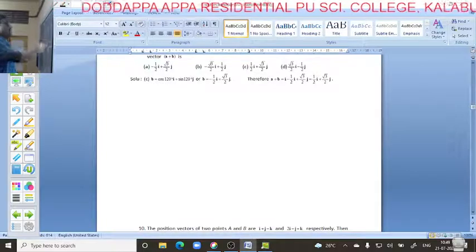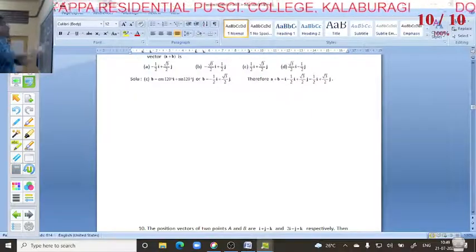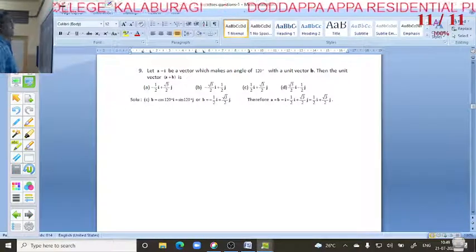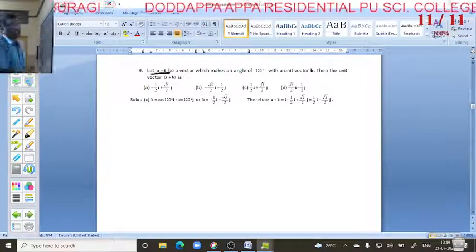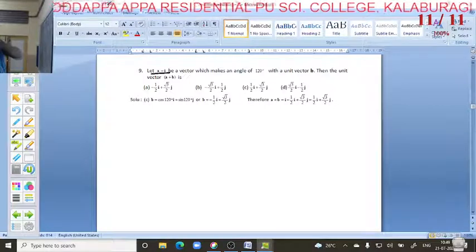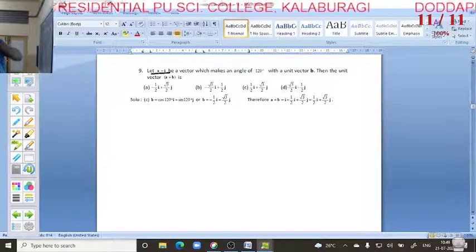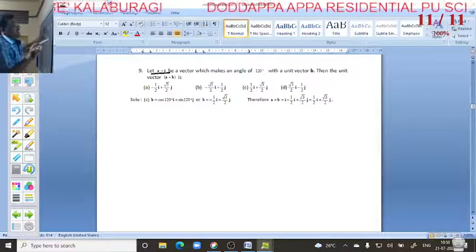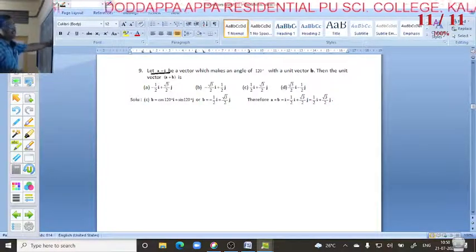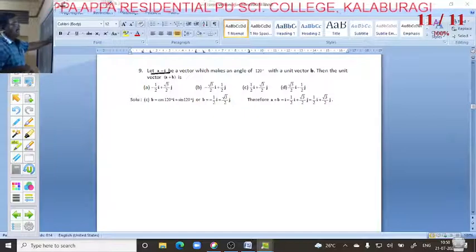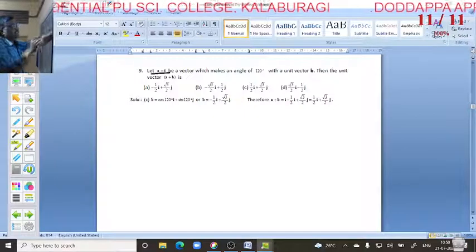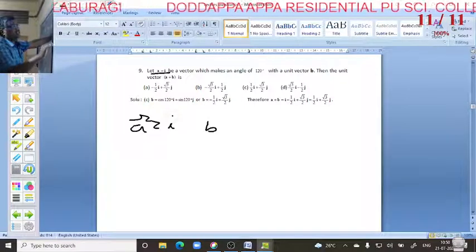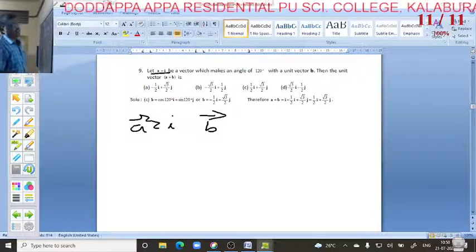Next, question number 9. Let vector A equal to i be a vector which makes an angle of 120 degree with a unit vector B, then the unit vector A plus B is. See here, what is given? Vector A equal to i is given. Then vector B is a unit vector.